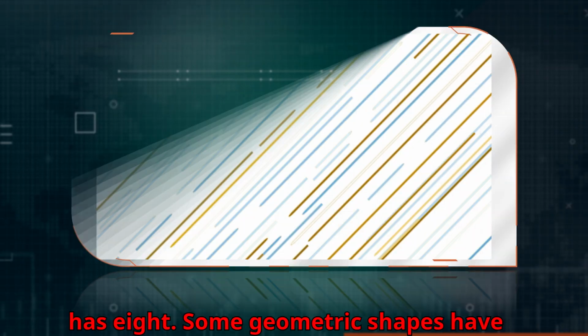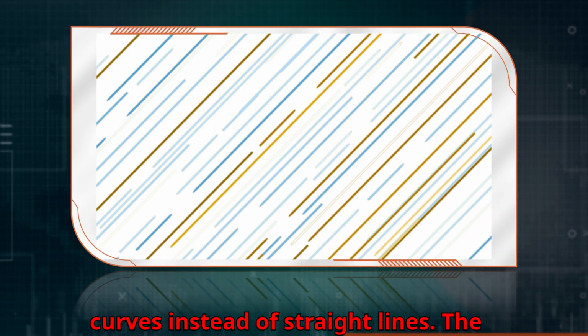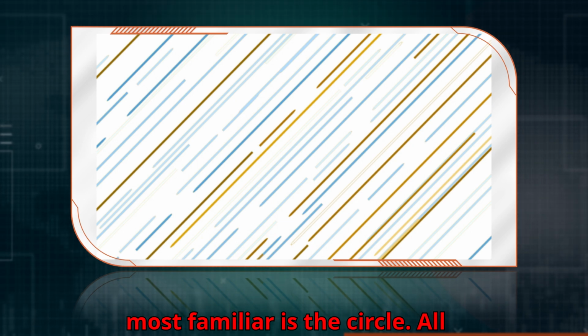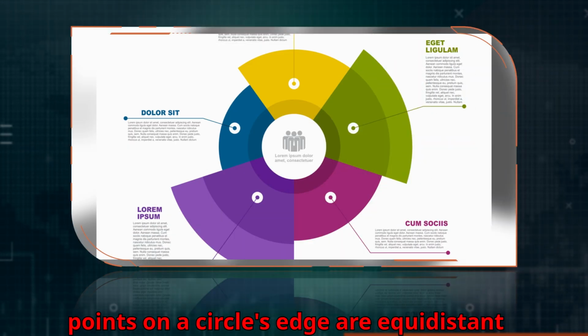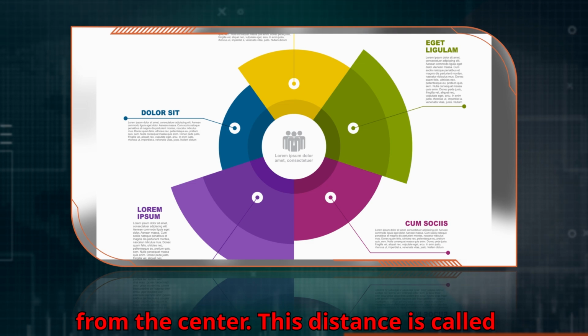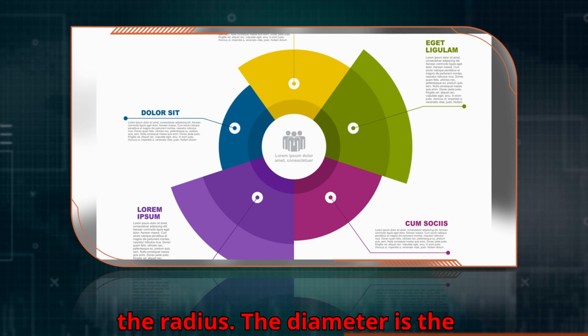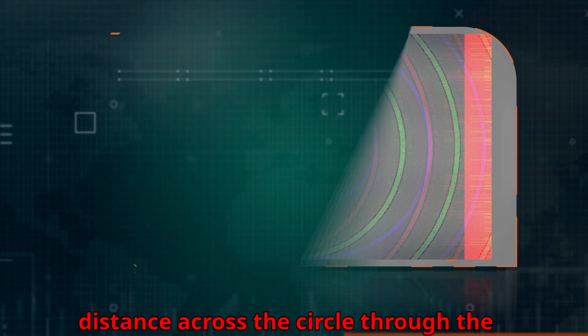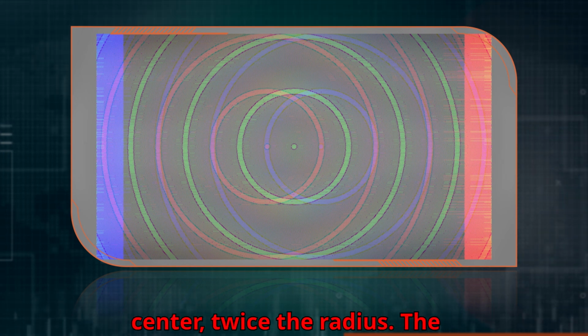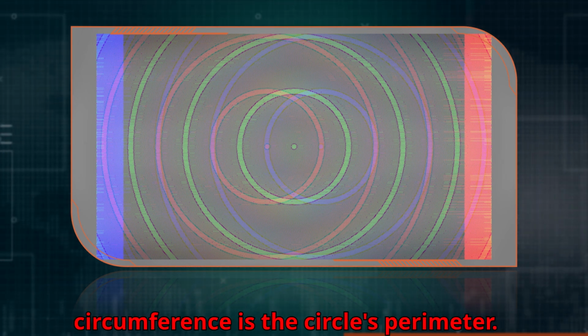Some geometric shapes have curves instead of straight lines. The most familiar is the circle. All points on a circle's edge are equidistant from the center. This distance is called the radius. The diameter is the distance across the circle through the center, twice the radius. The circumference is the circle's perimeter.